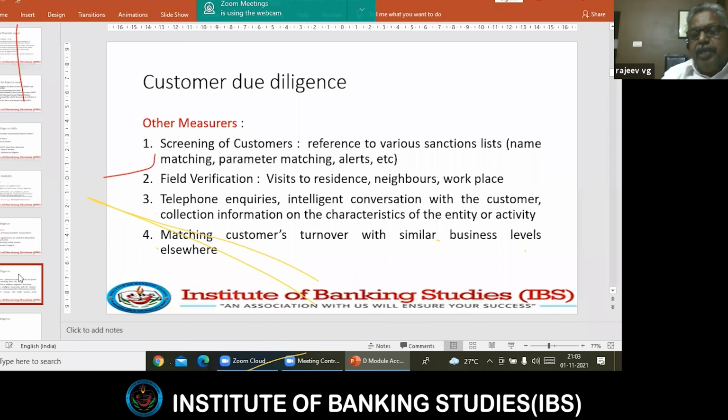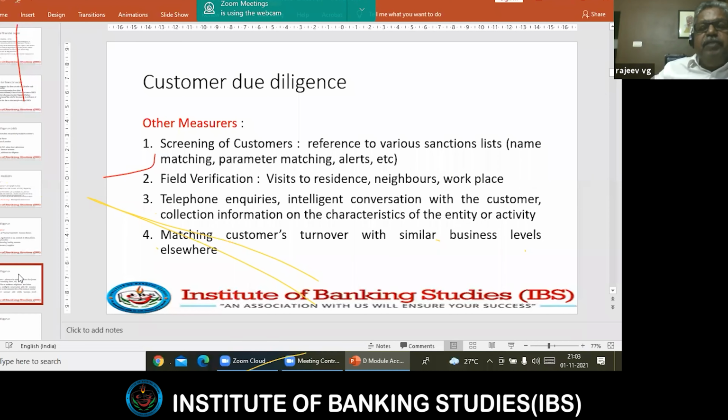Field verification, visit to residence, neighbors, workplace. Earlier, banks were doing these visits to residences, pre-sanction inspection, etc. for the loan purposes. Now, in case of high-risk customers, you have to do the same in respect of deposit accounts also. Then telephone inquiries, intelligent conversation with the customer, that is interviewing the customer to extract some information from him. Then matching customer's turnover with similar business levels elsewhere.